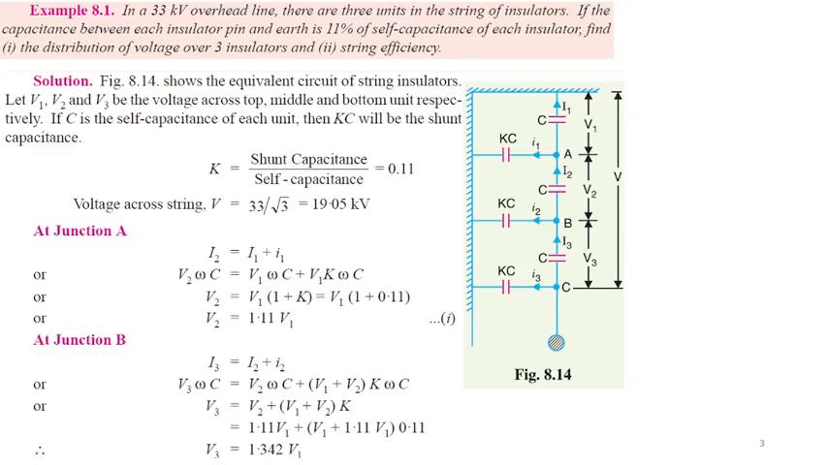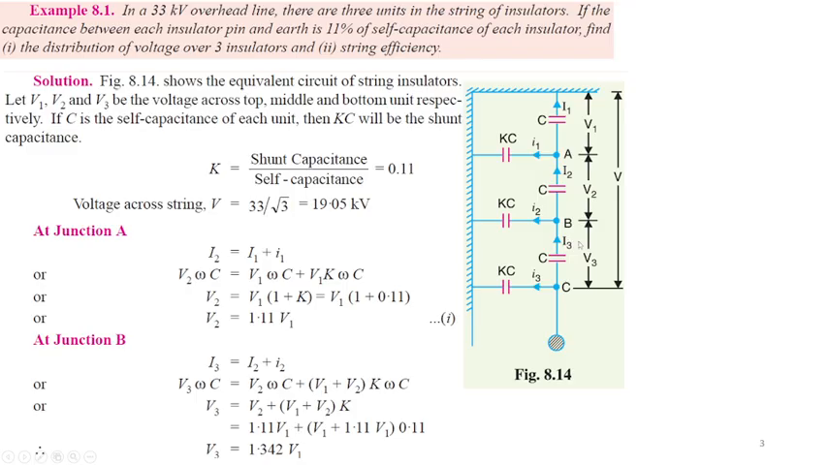The analysis leads to an unequal distribution, with V2 and V3 being progressively higher than V1, which highlights the importance of grading or design improvements in real transmission systems. We will see in the following examples how grading works.